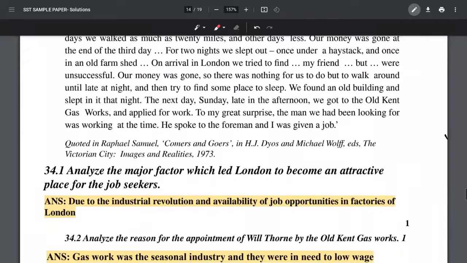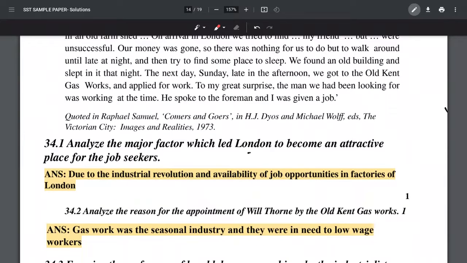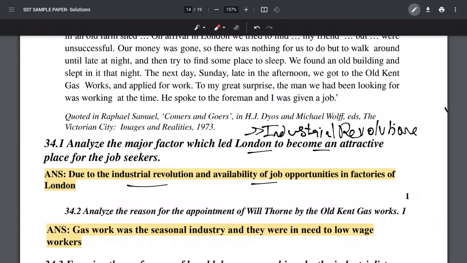Let's see the questions. Analyze the major factor which led London to become an attractive place for job seekers. Now, if you have studied properly in your socialism in Europe, the Industrial Revolution was firstly taken place in London. Because Industrial Revolution, Britain, London, isn't it? So due to Industrial Revolution and availability of job opportunities in factories of London, most people went job seeking there.